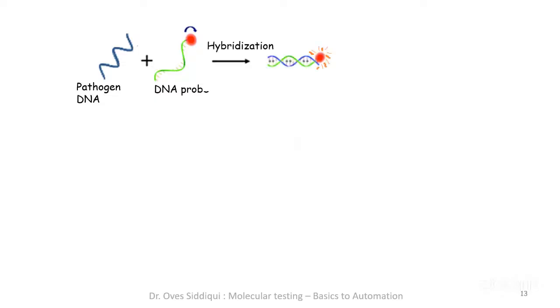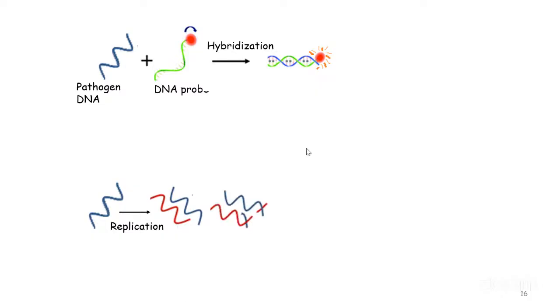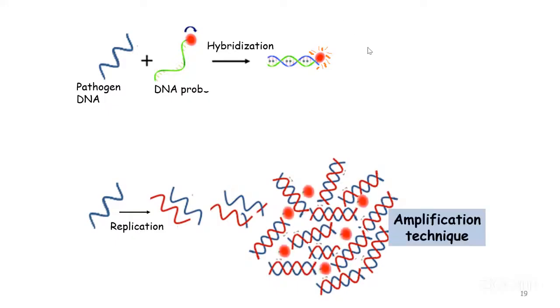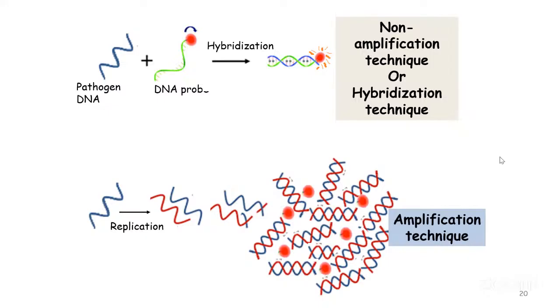In another method, which we call the amplification based method, we take advantage of the fact that we can replicate the DNA in vitro by adding enzyme and other things, and we can multiply the target DNA many times until it becomes detectable by the machines or by some fluorescent dyes. This technique is called target amplification, and the previous method is called the non-amplification technique or hybridization method.